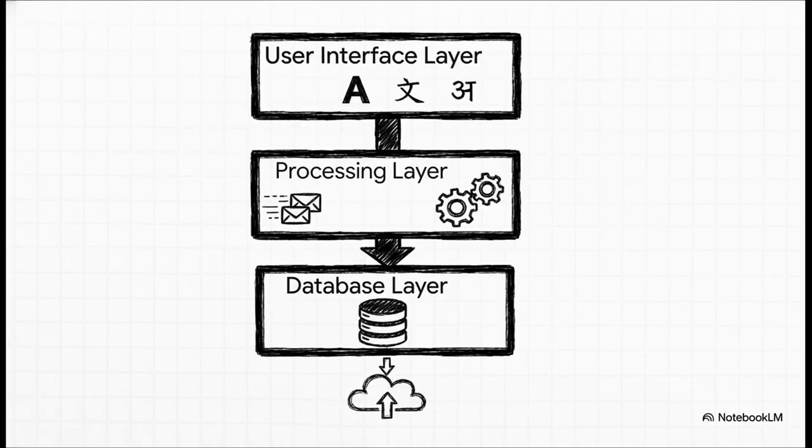They don't have to build a whole new version of the app for every single language, do they? Of course not. Instead, they have a user interface layer that handles all the language-specific stuff. Under that, there's a core processing layer that does all the heavy lifting with emails, and at the bottom, a database layer just for storage. Because these layers are separate, the whole system is incredibly flexible.